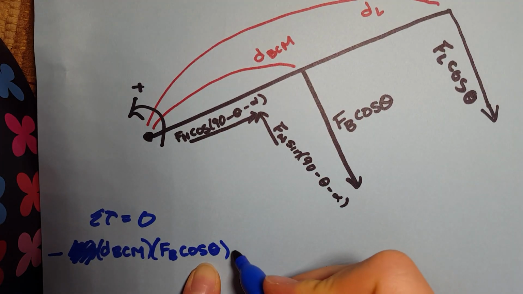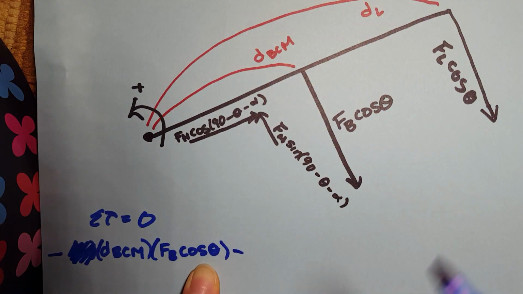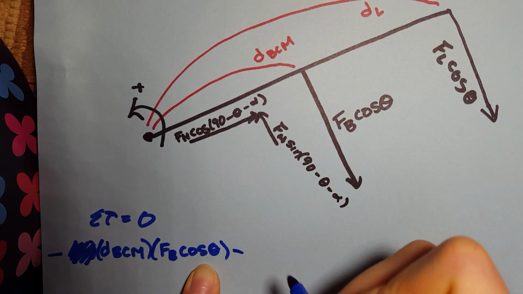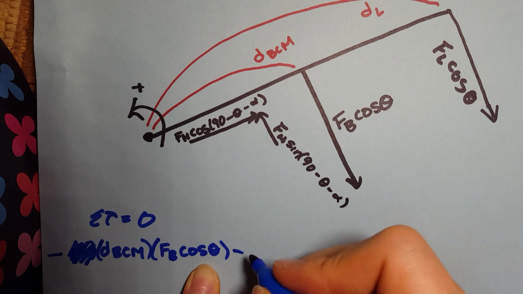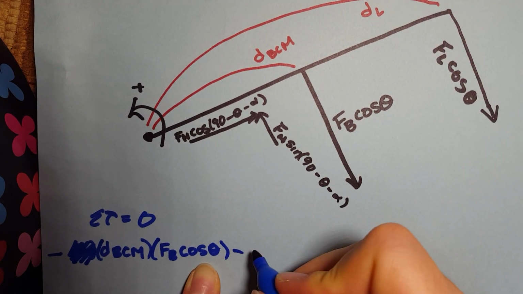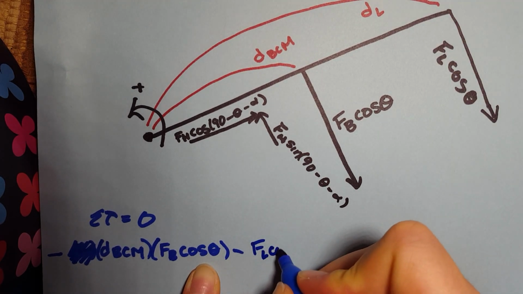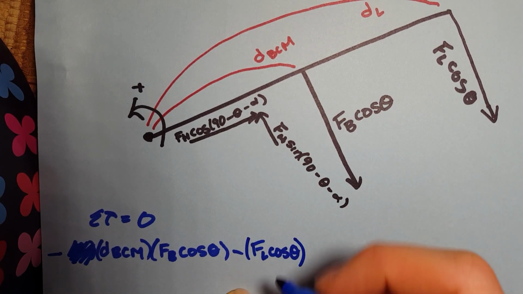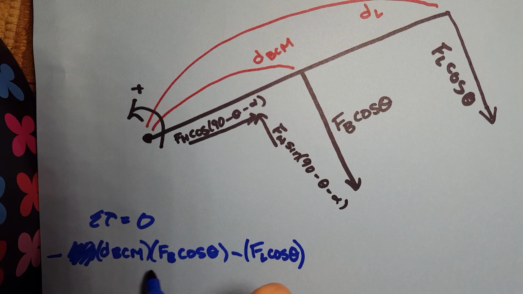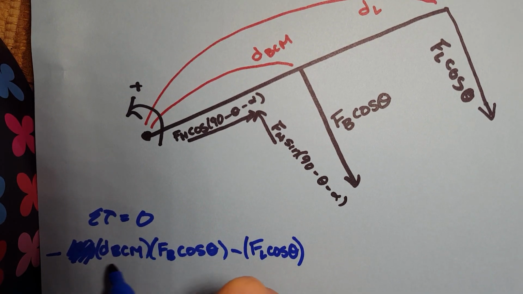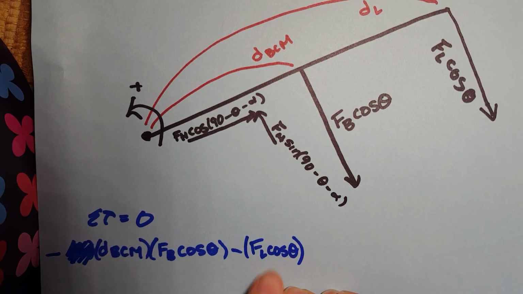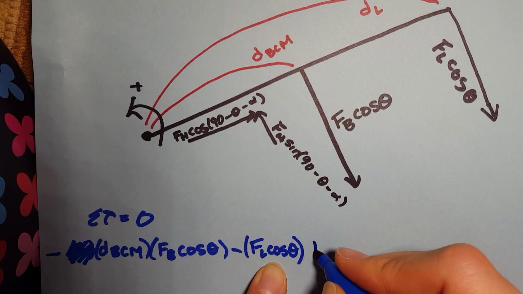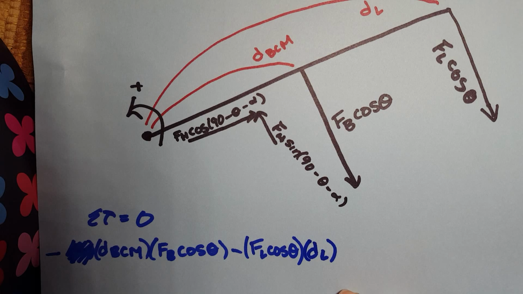This one is also causing a negative torque because it's causing a rotation this way, or clockwise. So we have negative our force FL cosine theta times our distance. The way I wrote this, it should have been reversed, but it's the same thing if you multiply it together. So our force times our lever arm, this is actually our lever arm, and that's our force. But we have our force here times our lever arm dL.